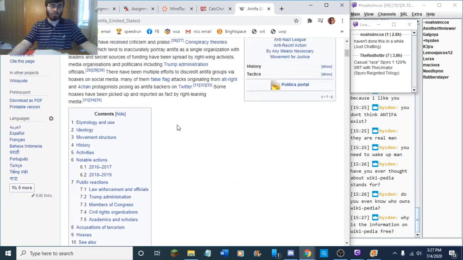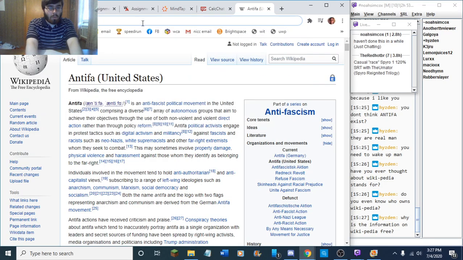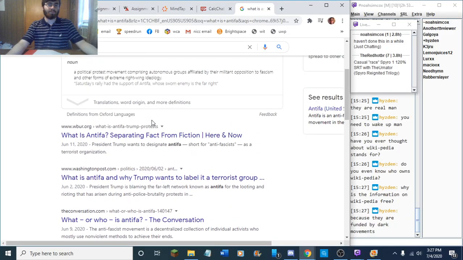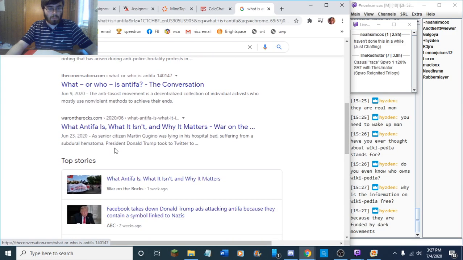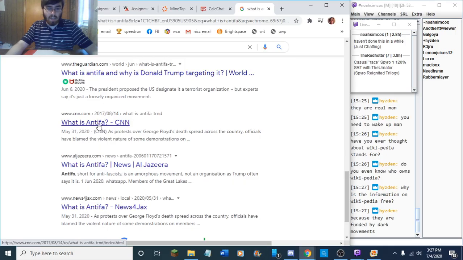Okay, fine, I won't use Wikipedia, I'll use some other thing. What is Antifa? What is Antifa? Separating fact from fiction. Okay, I'm guessing you think that most of these sources are not trustworthy. So what is the trustworthy source? I'm guessing you don't think Washington Post is trustworthy. I don't even know what wbur.org is. It's just a bunch of random websites. The Guardian, CNN.